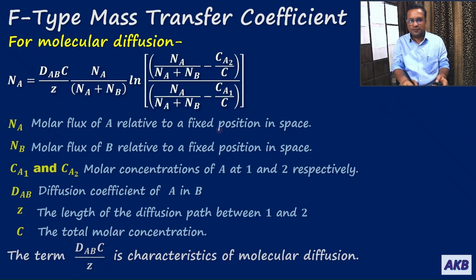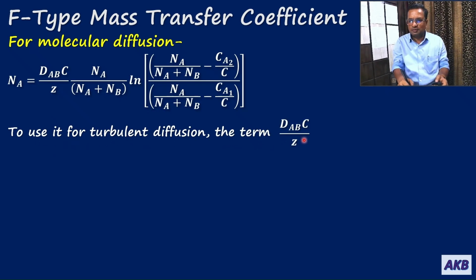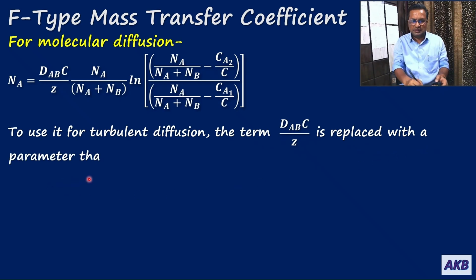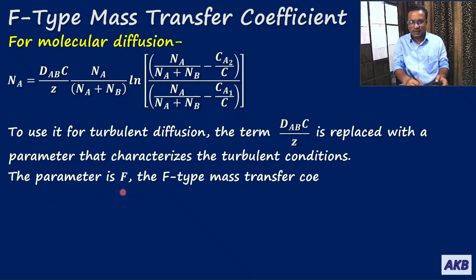Let us move ahead. So in order to use this equation for turbulent diffusion, the term dAbC upon Z is replaced with a parameter that characterizes turbulent conditions. And this parameter is nothing but F. This parameter is F, and that is the F-type mass transfer coefficient. It is a local mass transfer coefficient which will change on the surface of water.